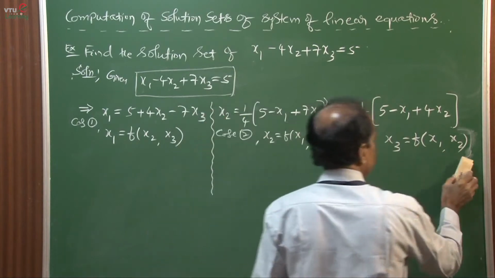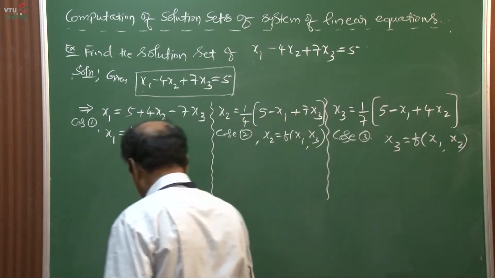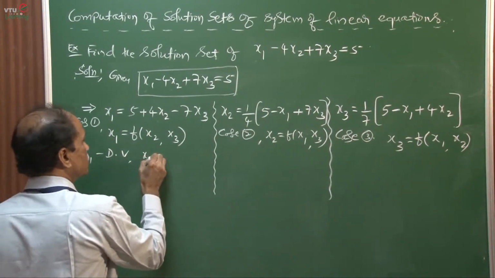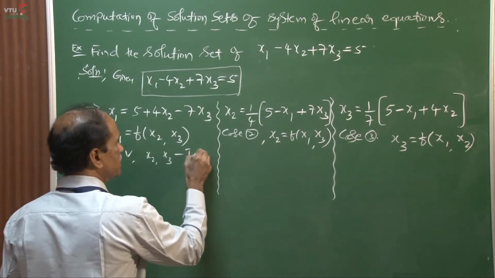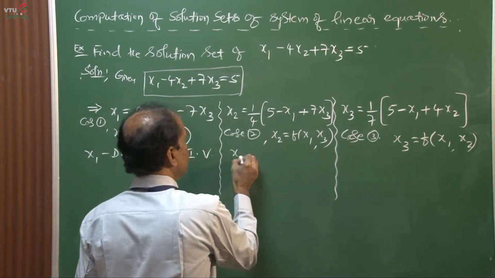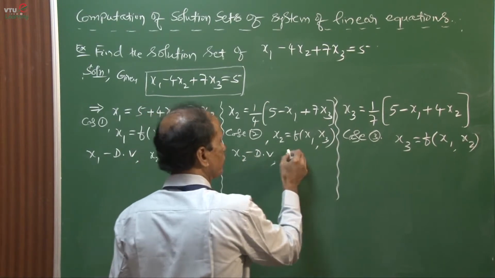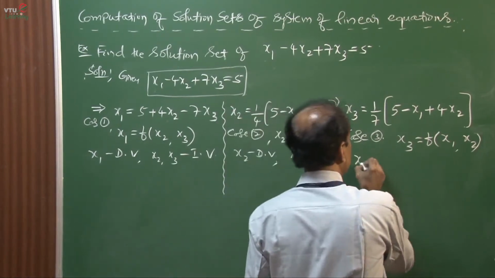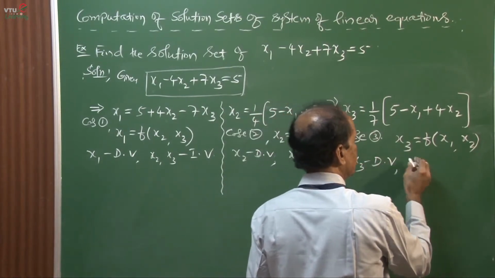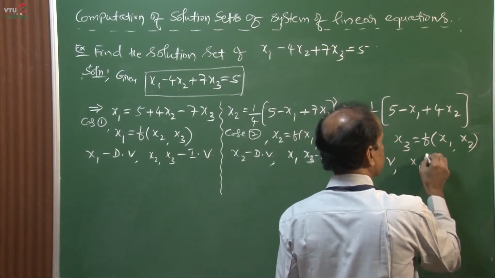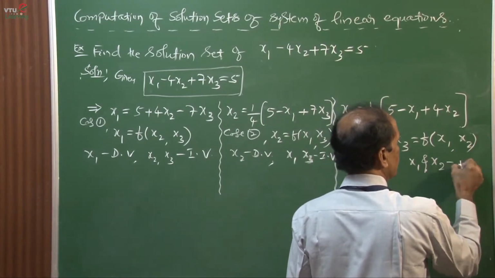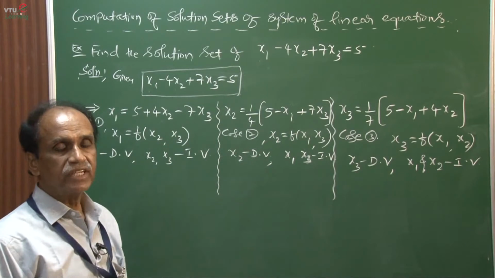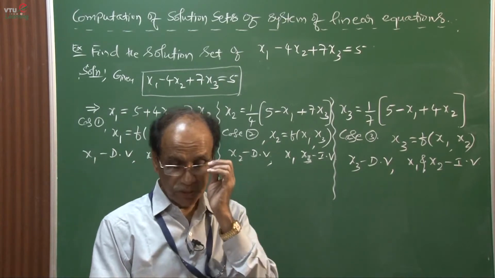So these three possibilities will be taken. Here x1 is the dependent variable and x2, x3 are the independent variables. Here x2 is the dependent variable and x1 and x3 are the independent variables. Here x3 is the dependent variable and x1 and x2 are the independent variables. Now whatever values you assign for these three equations, you will get the corresponding solution sets.